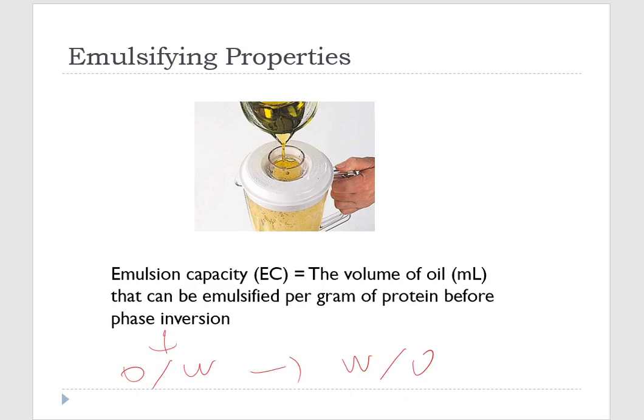It involves addition of oil, or it can be a melted fat, at a constant rate and a constant temperature to an aqueous protein solution in a food blender, as you see in that picture. Usually a dye is added to the oil, so phase inversion can be observed easily.